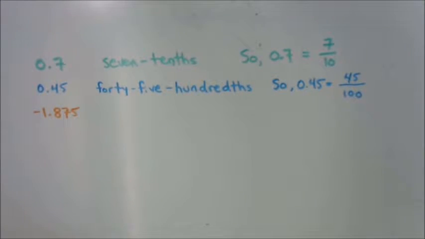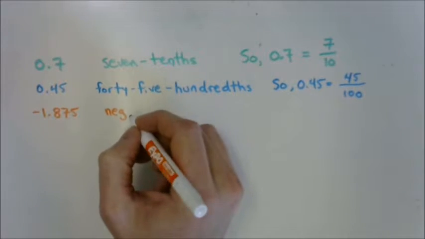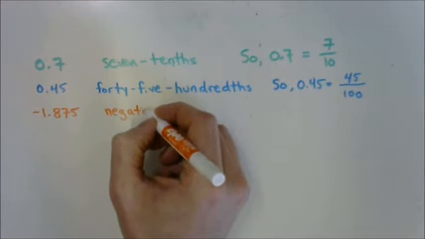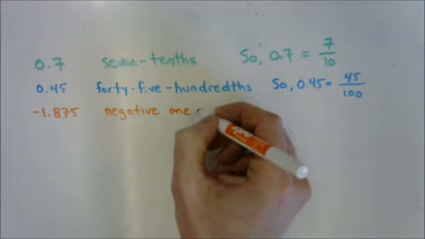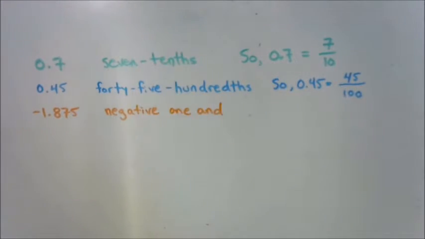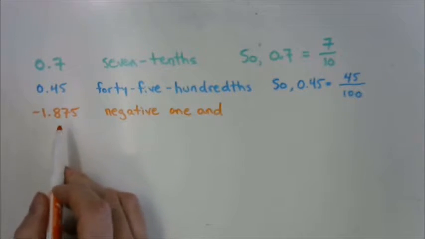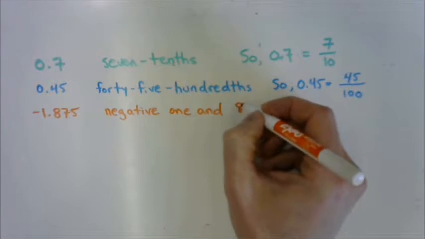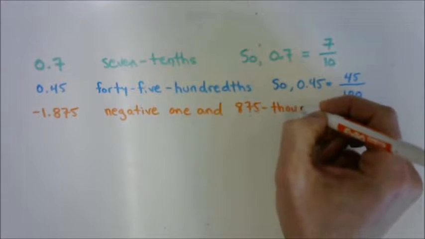Negative 1.875. Who would like to try that in words? Negative 1 and 875 thousandths, right? So in order to save space here, I'm not going to write the words 875. I'm going to say and 875. We'll write the word thousandths.